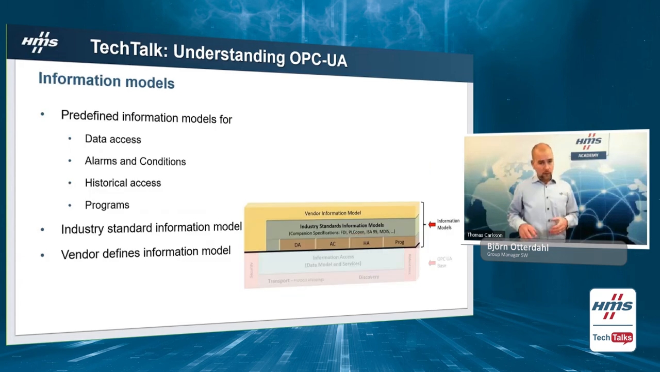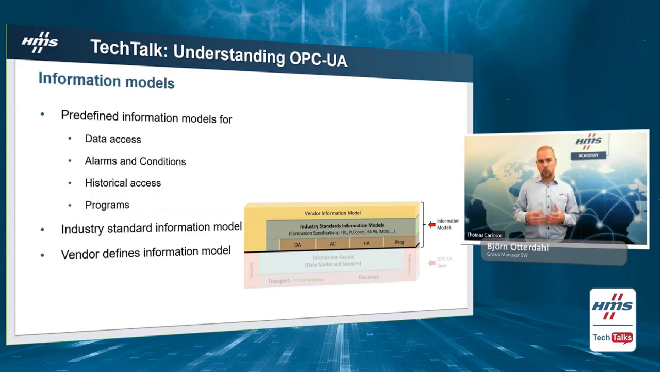So that was the base of the protocol. When looking at the information model on top of it, there are four predefined data models: data access, alarms and conditions, historical access, and programs. And if you use OPC Classic, you maybe have heard of some of these, data access, for example. The information models are derived from here and improved from OPC Classic.